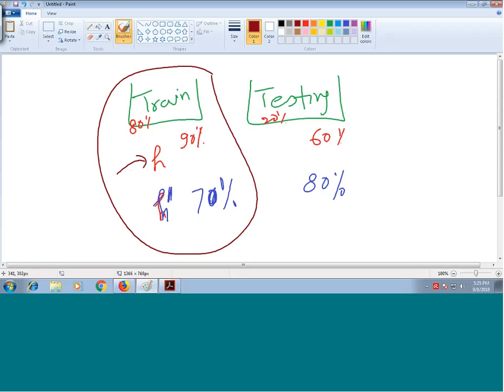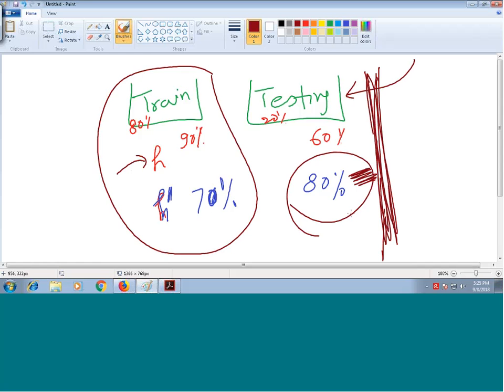But why are you constructing these things? You are constructing these things so that you should be better on the testing data, and on the testing data this second algorithm is better. Therefore the H dash algorithm is better. Okay, you understand this important fact.